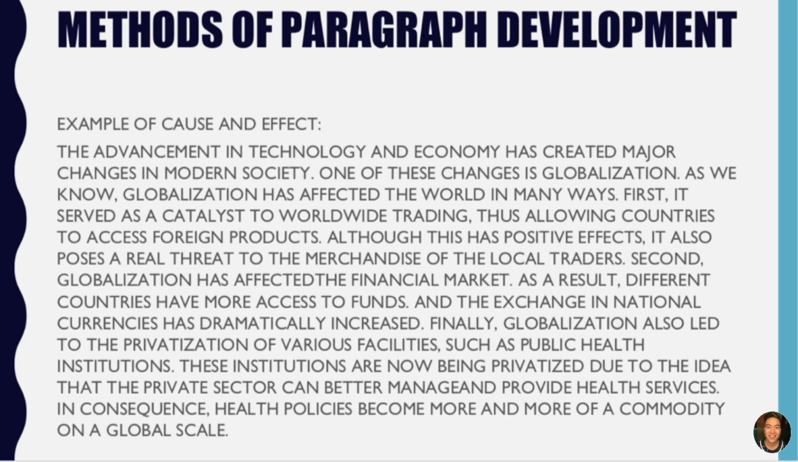Let's try to look at the example and of course identify the different signal words that are being used in this cause and effect pattern. The advancement in technology and economy has created major changes in modern society. One of these changes is globalization. As we know, globalization has affected the world in many ways. First, it served as a catalyst to worldwide trading, thus allowing countries to access foreign products. Although this has positive effects, it also poses a real threat to the merchandise of local traders.